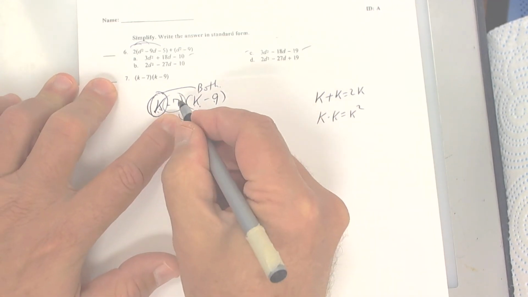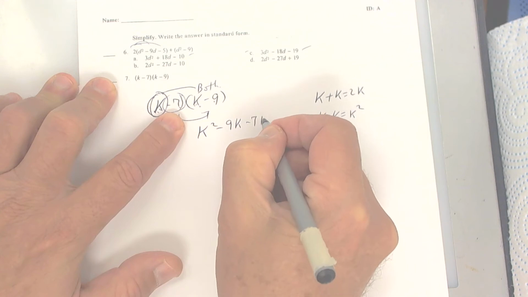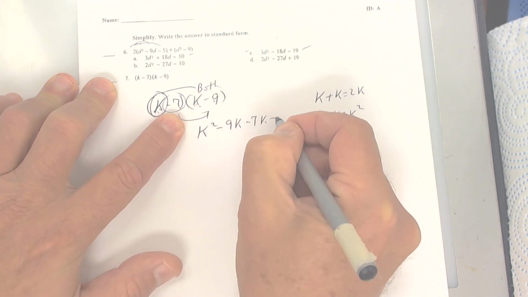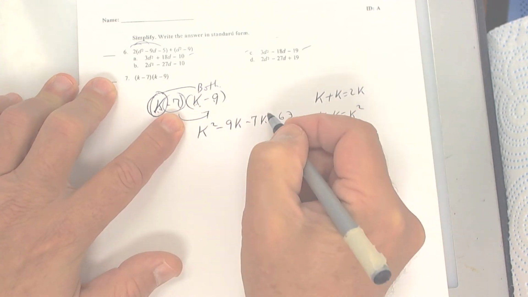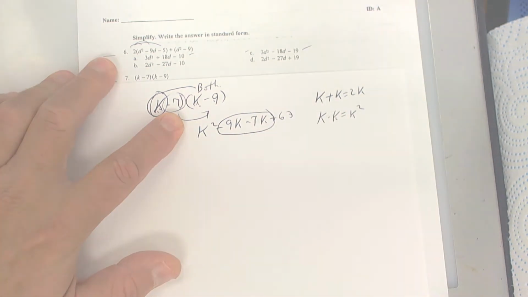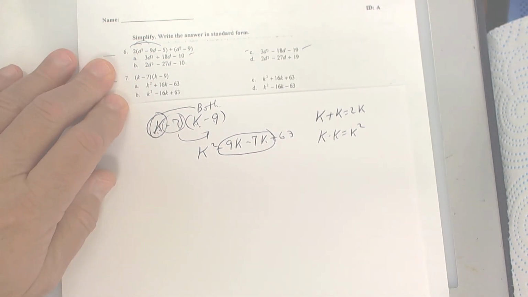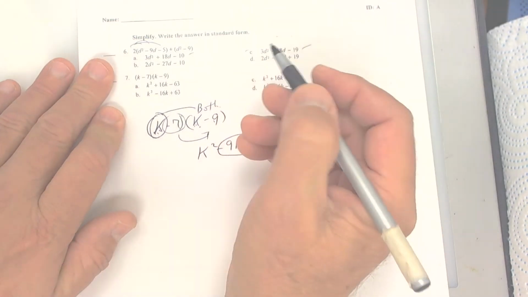Now you go to the next one. Negative 7k. And then a negative times a negative is a positive 63. Hopefully you learned your times tables. So we're looking for that. k squared minus 16k plus 63. I'm going with this one.